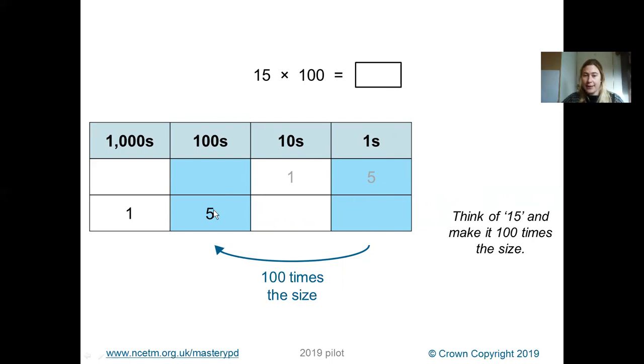Okay, let's move 2 places. Now let's look at our tens. Have we made the tens 100 times the size? Yes, we have, because they have moved 2 places as well. They are now thousands. So 15 times 100 is 1,500, okay?